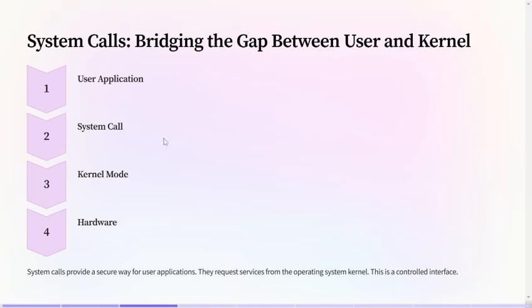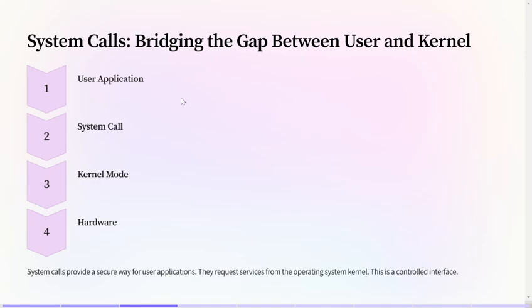Examples of common system calls: we have three system calls, the read function, the write function, and the fork function. The read function helps in reading file content. The write function helps in writing data to a file. Fork creates a process.